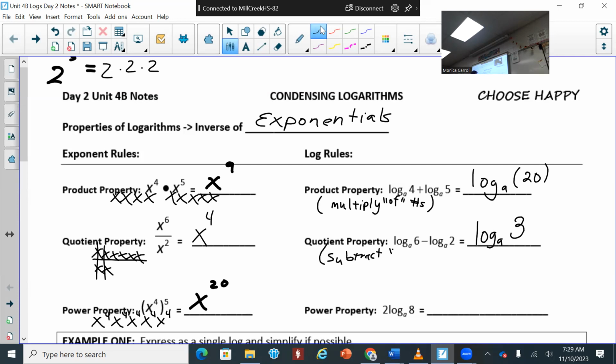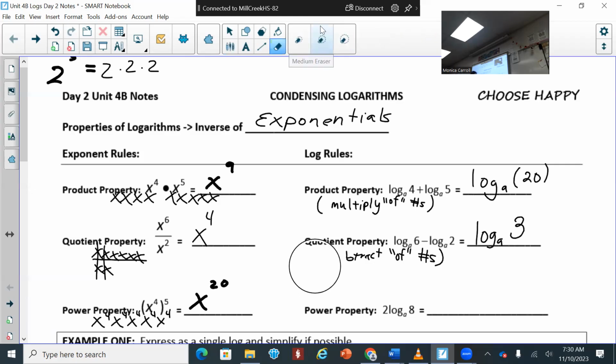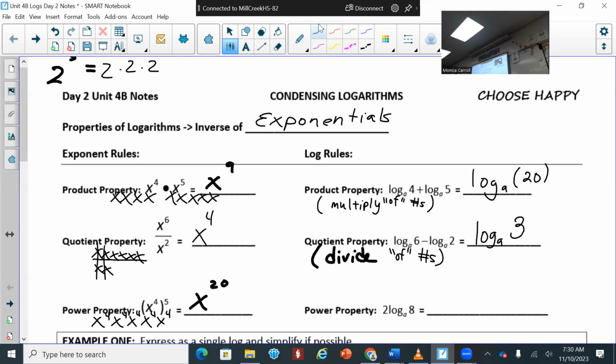Of numbers. I'm writing it that way because that's how you say it. We say log base A of 4. So if it's quotient or there is, oops, that's not right. For subtraction, we divide the others. Sorry, brain is not working as fast. For subtraction, we divide the other numbers. For addition, we multiply the other numbers.